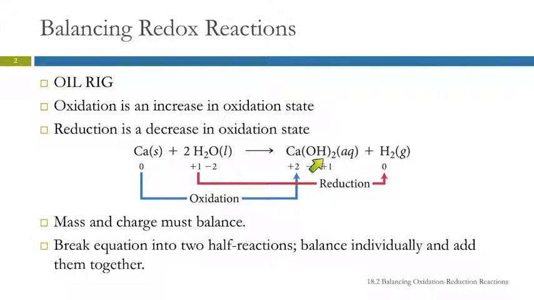Over here we have the hydroxide ion, and that has an overall charge of -1. And so hydrogen is +1, and the oxygen is still -2. And here we have hydrogen as an element with an oxidation state of 0. So hydrogen went from +1 to 0. That's a reduction in oxidation state, a lowering. It did that by gaining electrons.